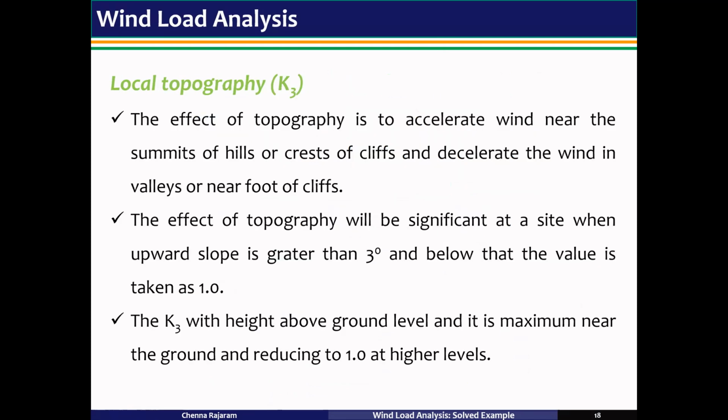Third, local topography. The effect of topography is to accelerate wind near the summits of hills or crests or cliffs and decelerate the wind in valleys or near the foot of cliffs. The effect of topography will be significant at a site when the upward slope is greater than 3 degrees, and below that the value is taken as 1. The K3 varies with height above ground level and it is maximum near the ground, reducing to 1 at high levels.